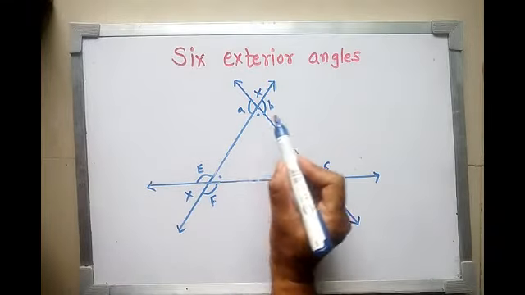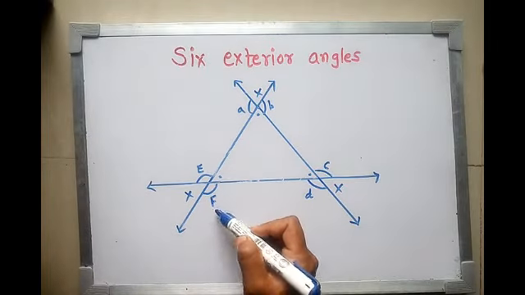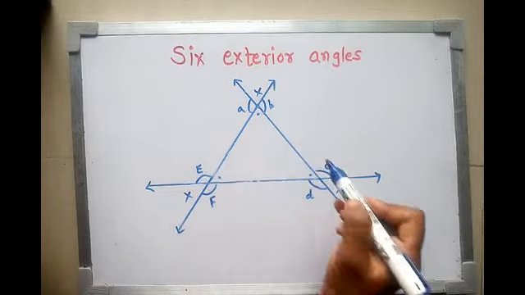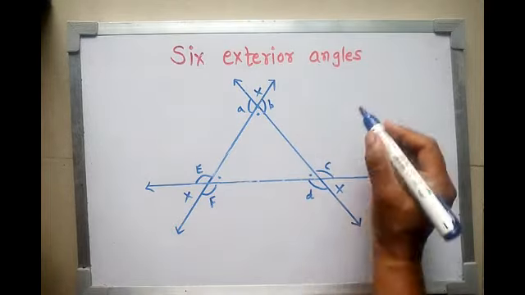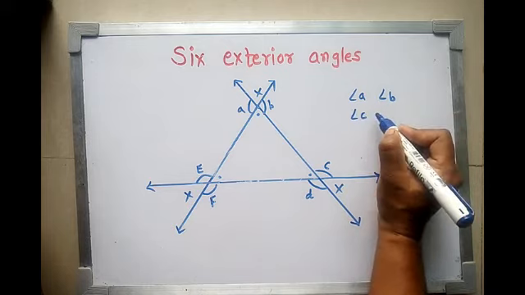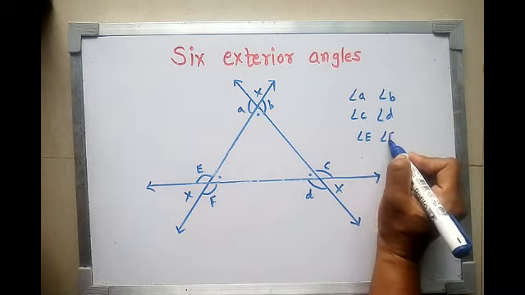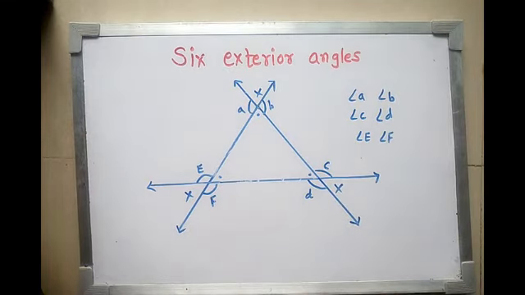I draw a triangle. Angles AB, CD, EF are the exterior angles of triangle PQR. In the same way, every triangle has 6 exterior angles.